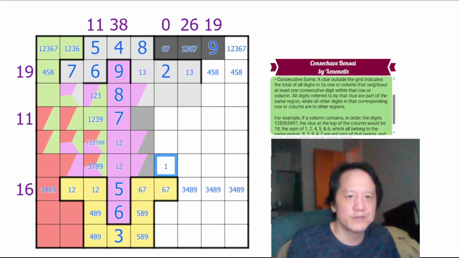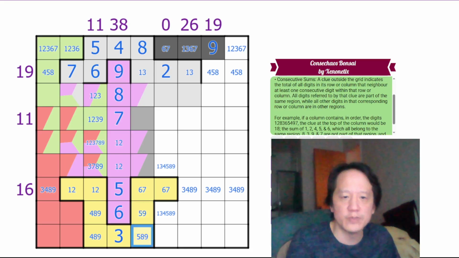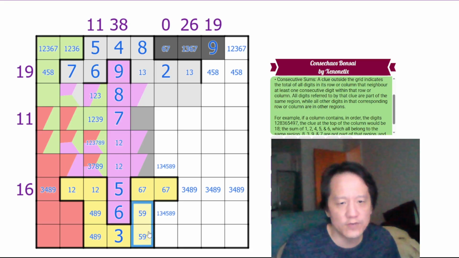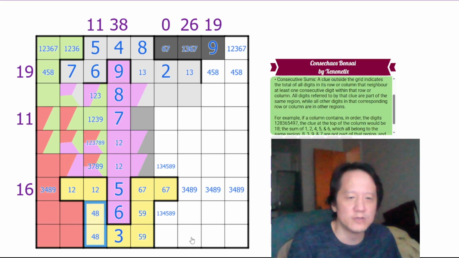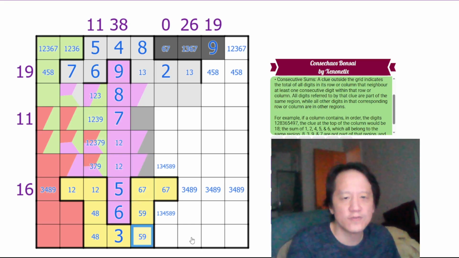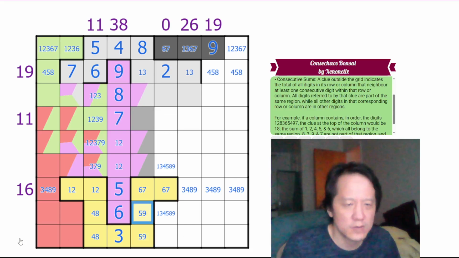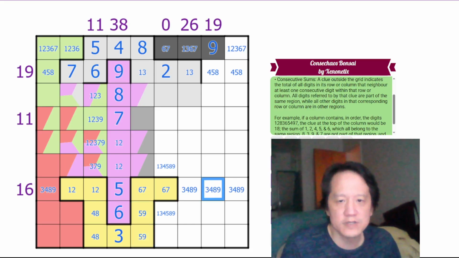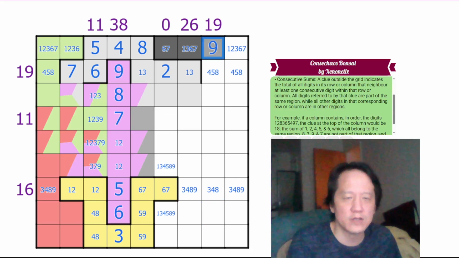So we have 1, 3, 4, 5, 8, 9. 5 is 1. Okay, 8 cannot be here. So this is a 5-9 pair, which eliminates 5 and 9 in the rest of that region. This is 4 and 8, therefore this can't be 8. This can't be 8. This is a 5-9 pair. What else do we have? This can't be 9 anymore because of the 9 in the column.